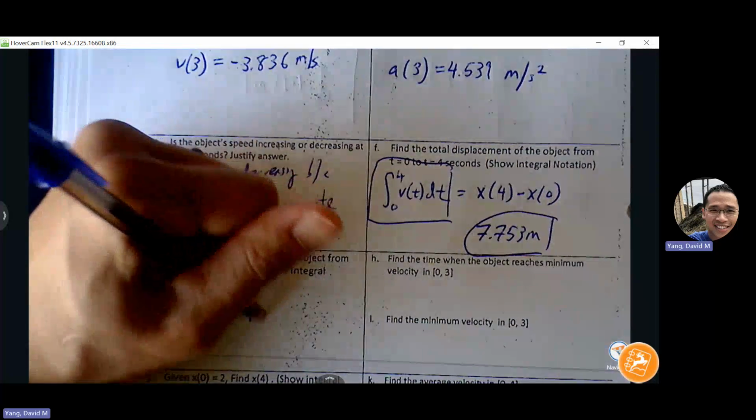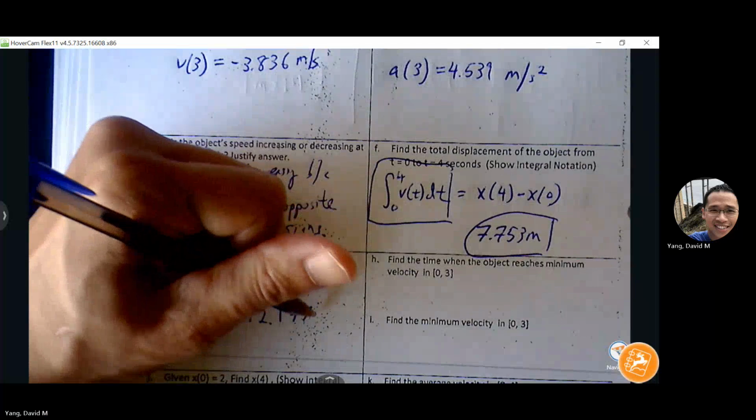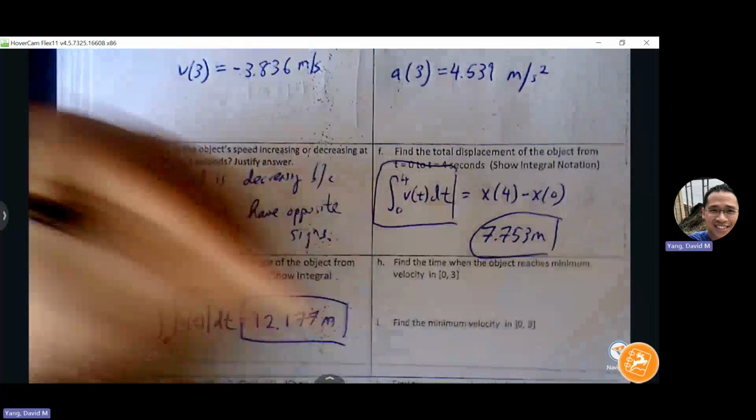You guys get 12.177 or 12.178, either is fine.